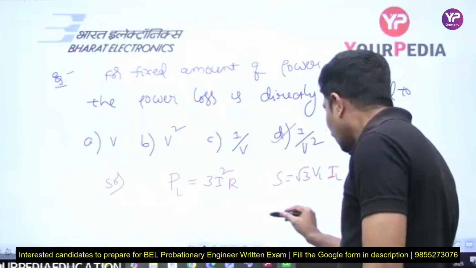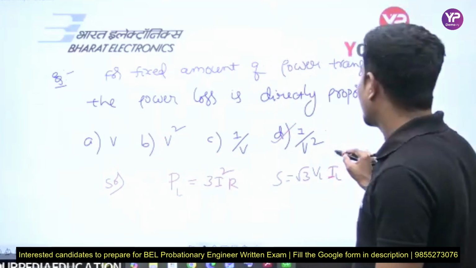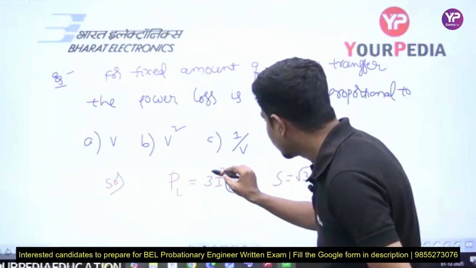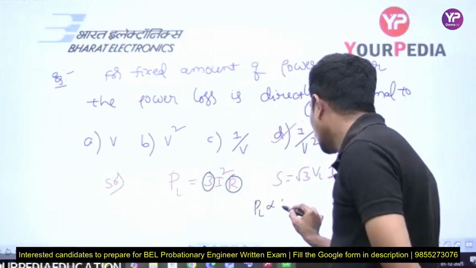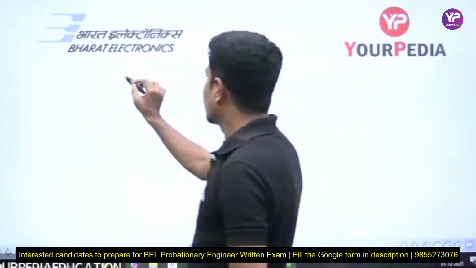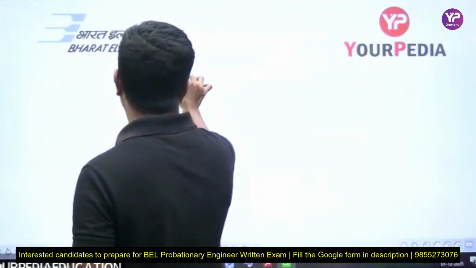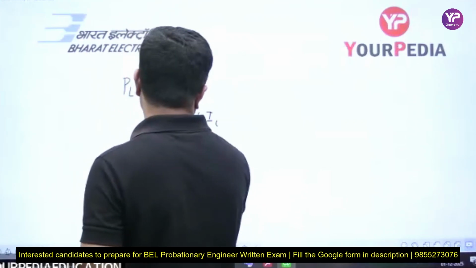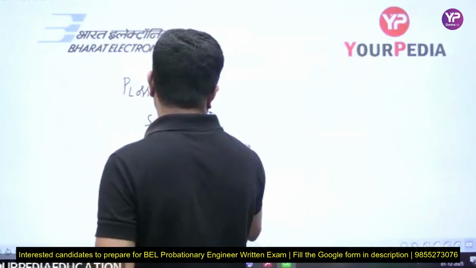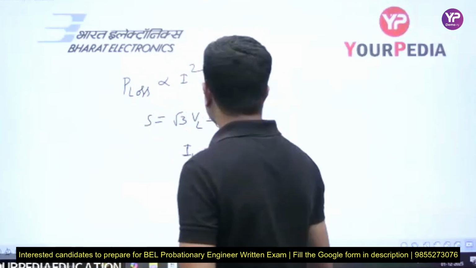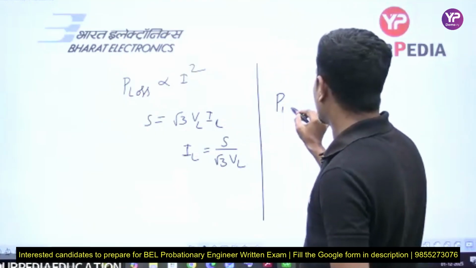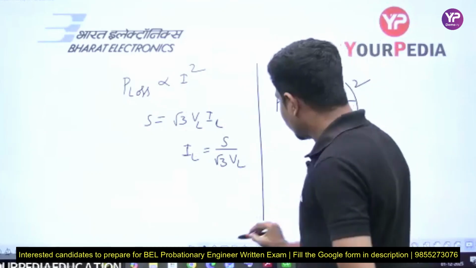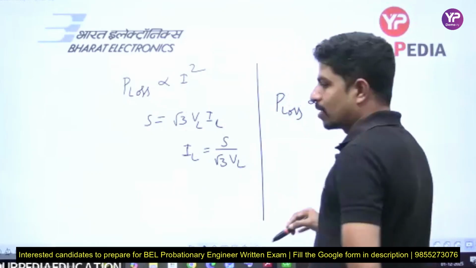Now, in the given options, nowhere is I there. Once a transmission line is designed, resistance is fixed, and 3 is fixed. Power loss is directly proportional to I square, but I is not there. S is equal to root 3 VL IL. From this, IL is equal to S by root 3 VL. Put that in place of I: power loss is directly proportional to S by root 3 VL, whole square.